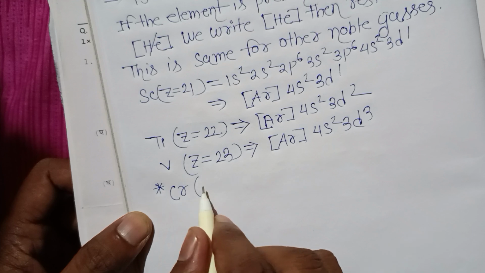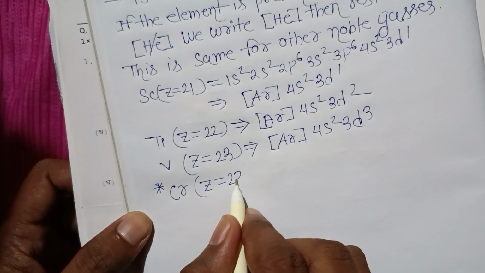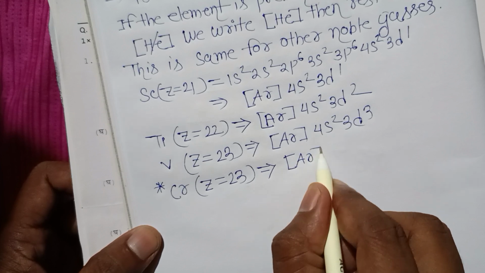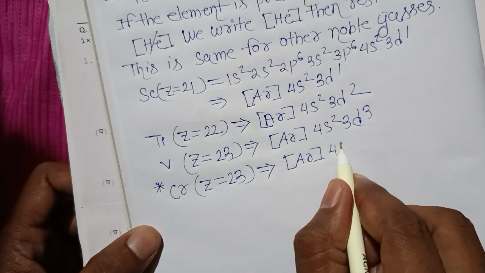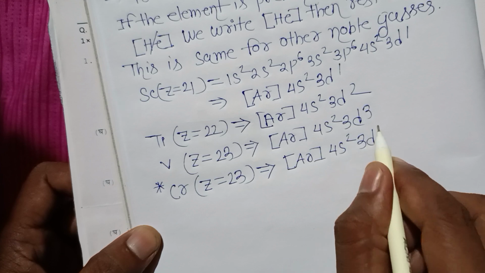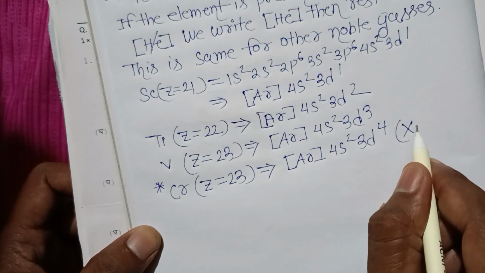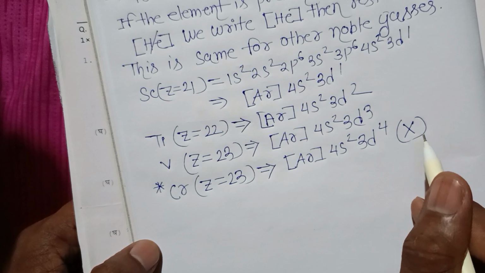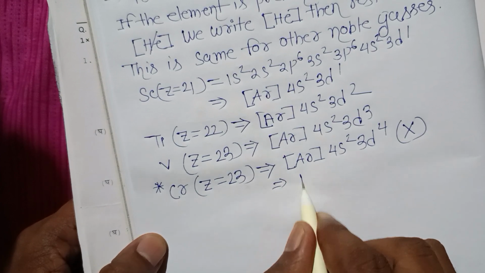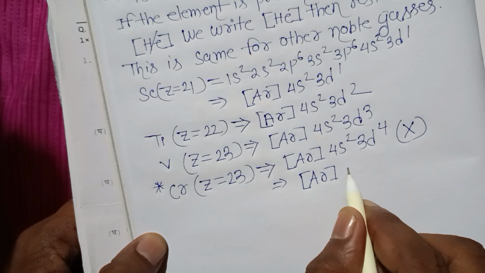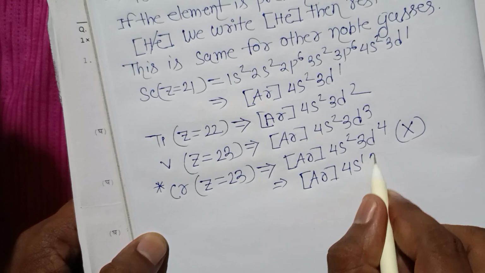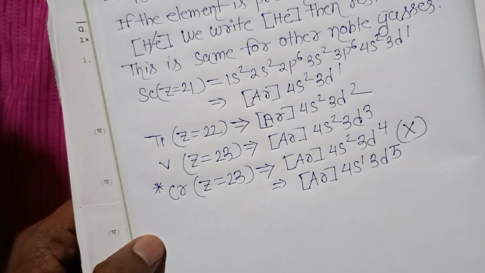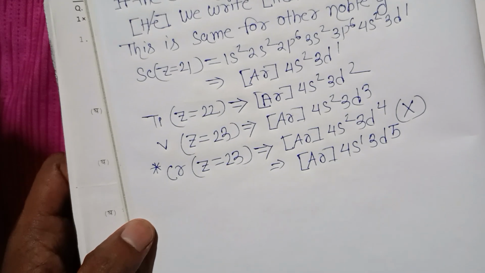For chromium, this is important, Z equal to 24. The configuration is Ar 4s2 3d4, but this configuration is wrong because it is unstable. So the correct electronic configuration is Ar 4s1 3d5. Due to the half-filled d5, this configuration is more stable than the previous.